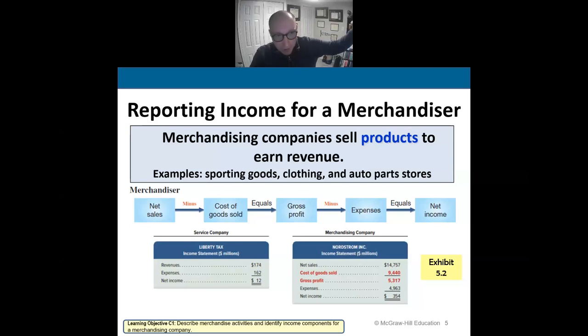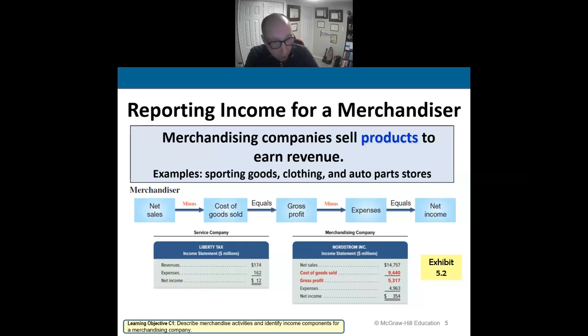So we have sales, also known as retail sales, also known as merchandise sales. See how it says sales, not revenue? But it's the same thing. Sales is revenue. It's called sales because they're selling you product, inventory. They're selling you some products to earn their revenue. So sales minus cost of goods sold.